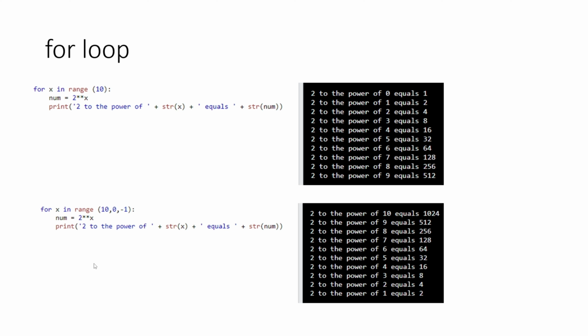Now if I want to count backwards from high to low, I can set my start point as a high value, my stop at 0, and I can count by changing my increment to -1. So in this example, 2 to the power of 10, 9, 8, 7, 6, 5, 4, 3, 2, 1.